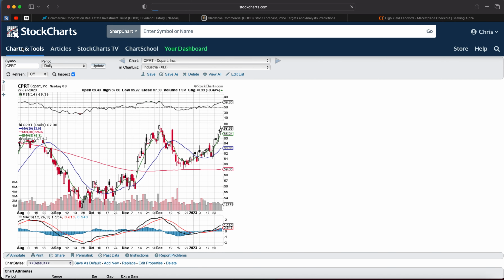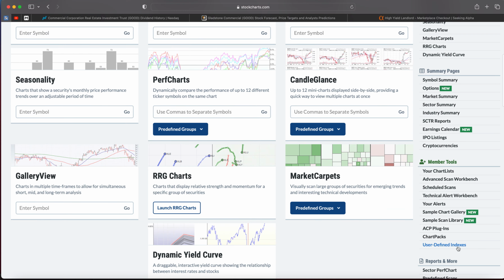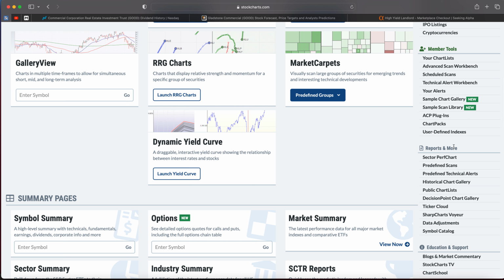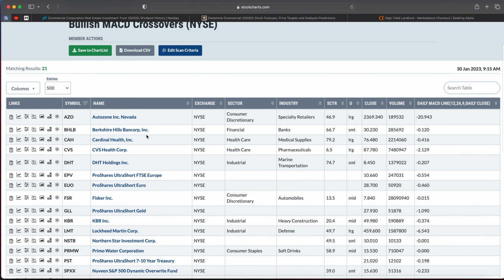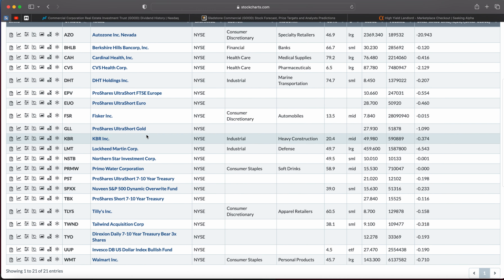All right, now let's build off of what we started last week. So we figure out how to set up the list. We figure out how to just click through them. We know what we're looking for. Predefined scans will help us get to where we're going even faster. Bullish MACD crossover, New York Stock Exchange. There's 21 stocks listed here. Let's click that number 21. And now we have a list of everything that the MACD is ready to cross over to the upside. So let's go look at it.